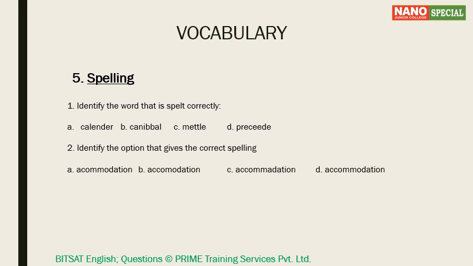Let's see an example. There are two ways in which this question appears in these exams. One is the first type: identify the word that is spelt correctly. You have 4 options there. You'll have to find out the word which is spelt correctly. I'll give you a couple of seconds. Please find out the word.